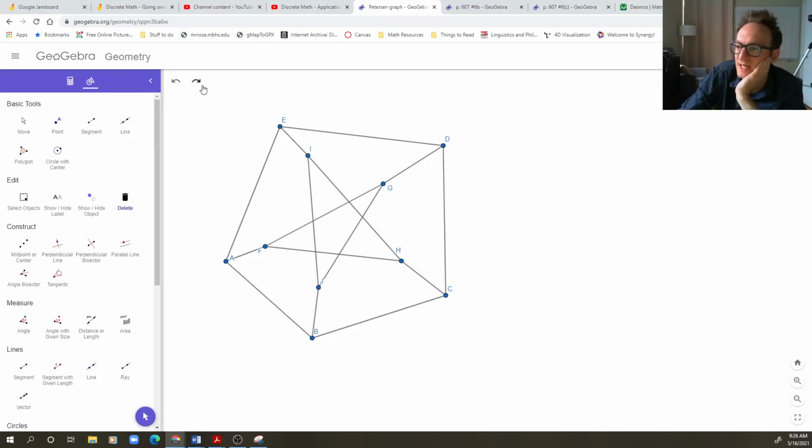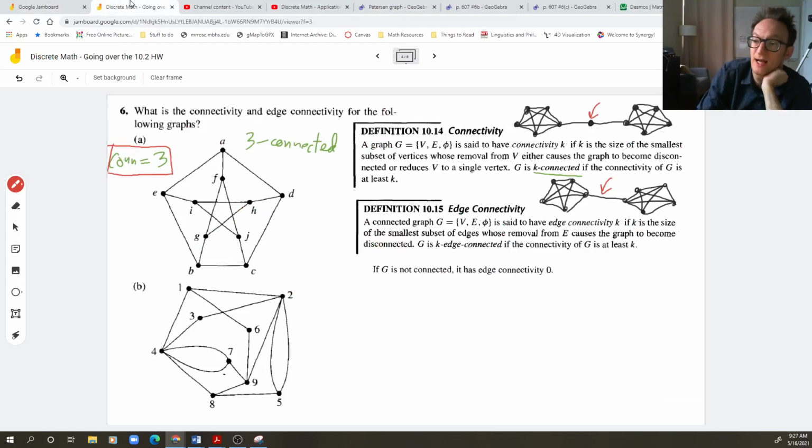If I delete 2 edges that are incident with a single vertex, then it's still connected. And so, yeah, the answer is just no. And therefore, I claim that this is not only 3 connected, but that it is also 3 edge connected as well.